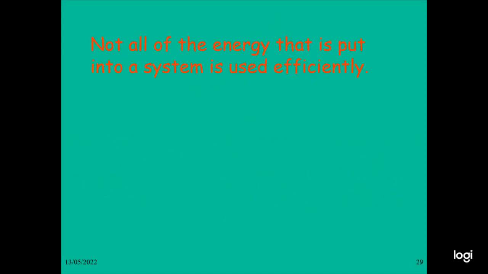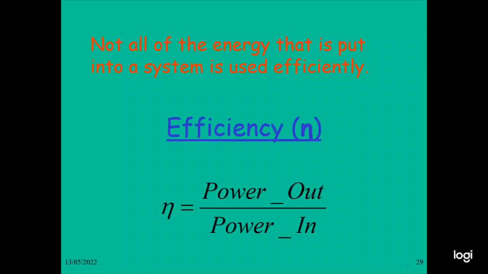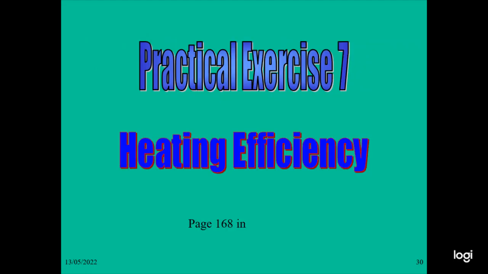Not all energy that is put into a system is used efficiently. So we have to know about the efficiency. Efficiency is power output divided by power input. So for practical exercise 7, you have to do the efficiency.